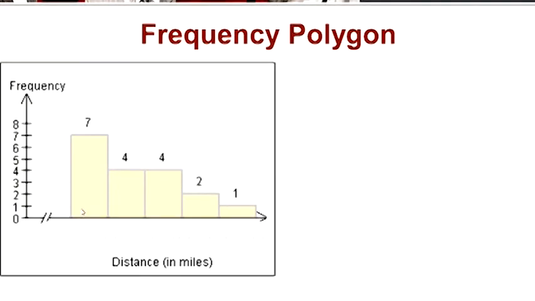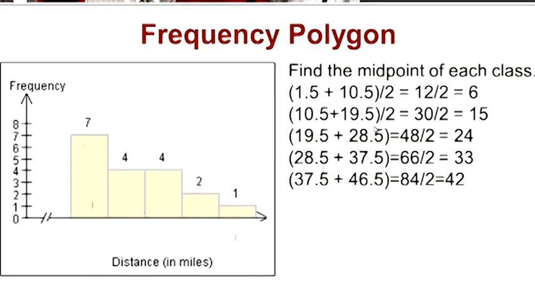Now, a frequency polygon, looking at this same problem. To build a frequency polygon, we're going to find the midpoint of each class. So the first class went from 1.5 to 10.5. So the midpoint of that is 1.5 plus 10.5 divided by 2. So the midpoint of that is 6.